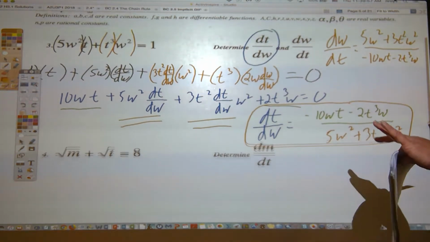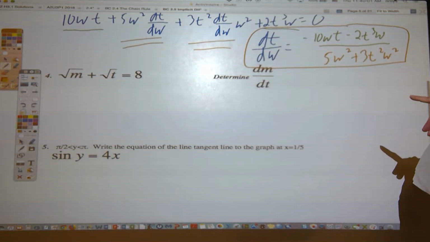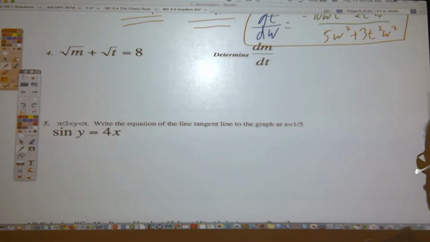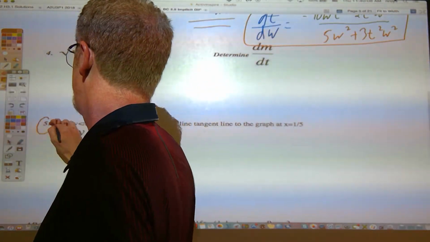So, number 4 falls into the category of practice. There's no new concept in number 4. So since this is not a block day, I want to skip up to number 5.